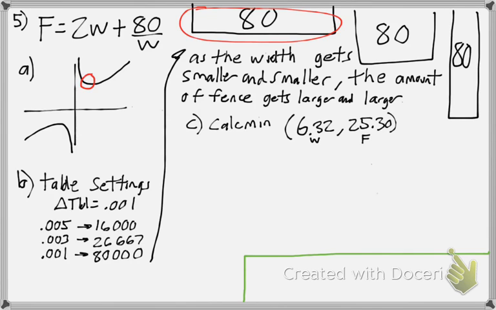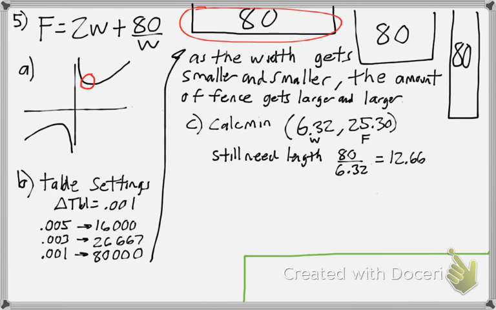So the W is the width of your fence. F is the total amount of fencing, and it wants us to determine the dimensions of the rectangle. So I still need the length. They say in the problem that the length is 80 divided by W. So I just take 80 divided by W, which I know is 6.32, and I get 12.66.